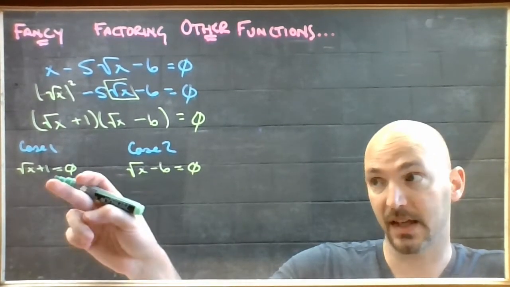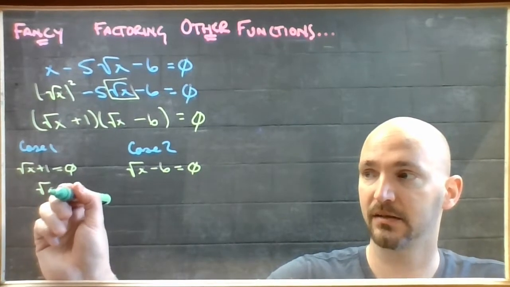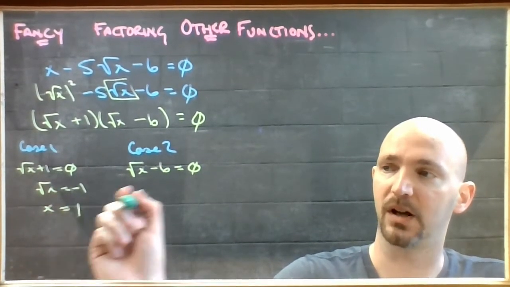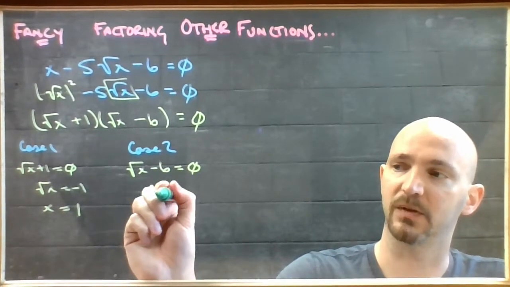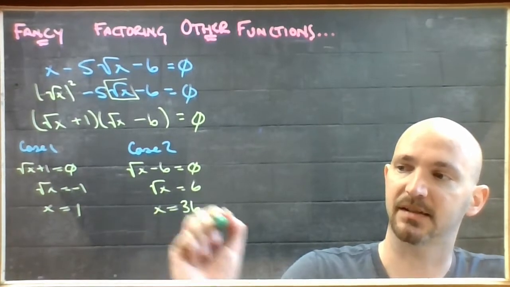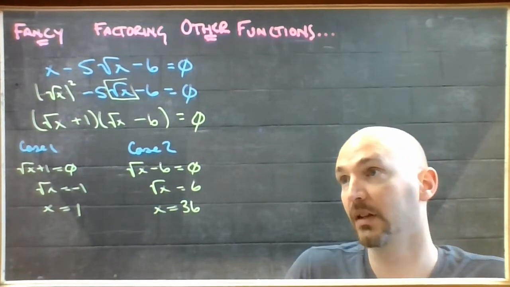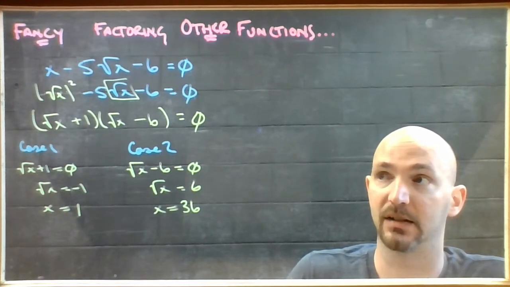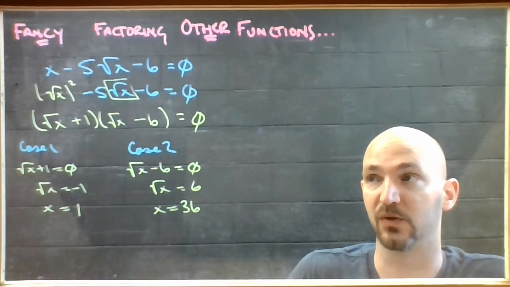So to solve this case, kick the 1 to the other side. Square both sides. Negative 1 squared is 1. This one, kick the 6 over. Square both sides. x would be 36. All right. Well, since the radical is involved, you have to actually test it to see if these solutions work.